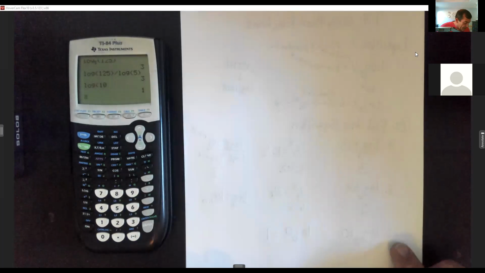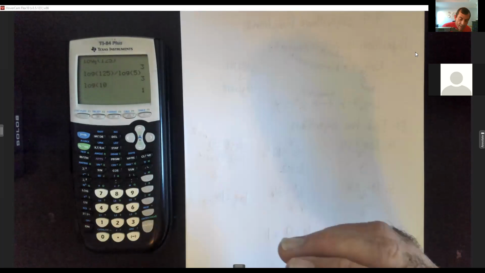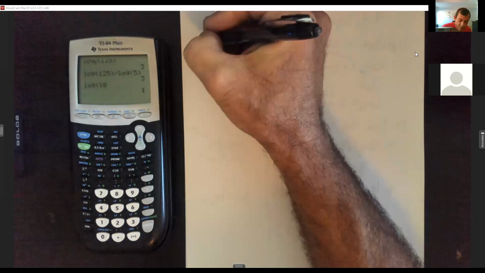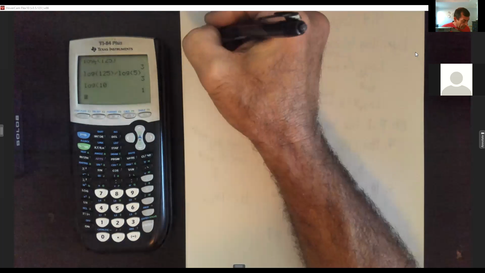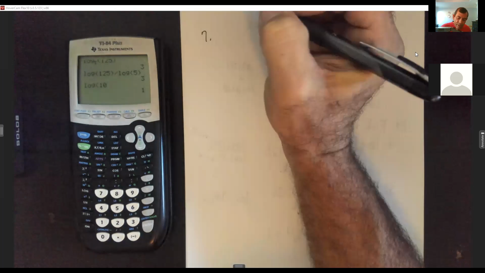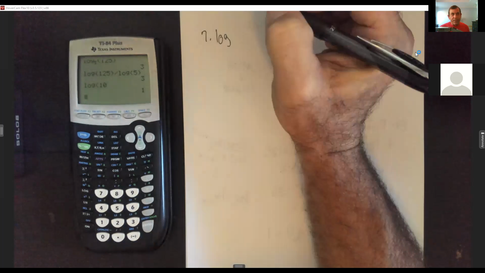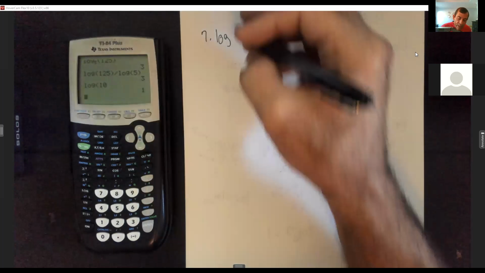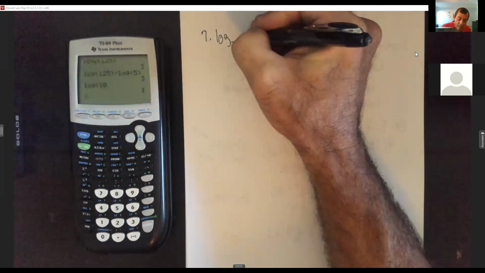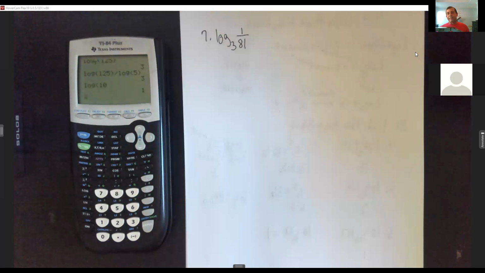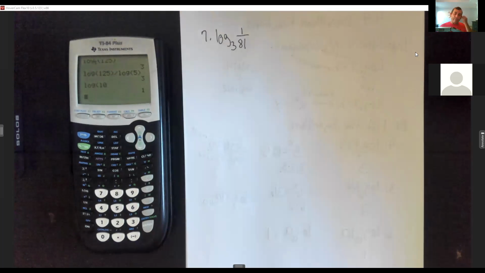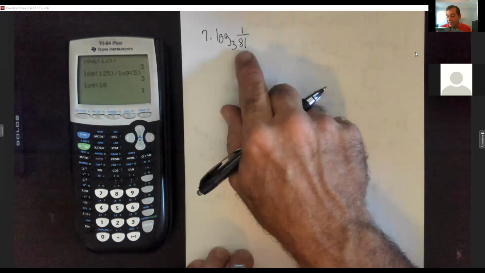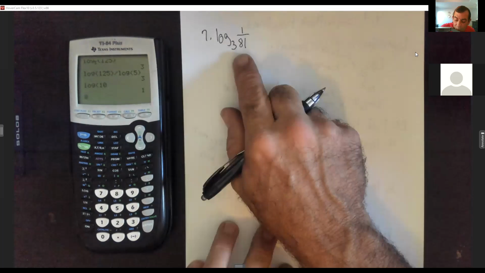Alrighty, so now this would be like number 7 for y'all. Now I'm going to turn it up, because it's easy to figure out 5 times 5 times 5 is 125 and stuff. But what about log base 3 of 1 over 81? Watch me do this by hand. So I've got 1 over 81 here.